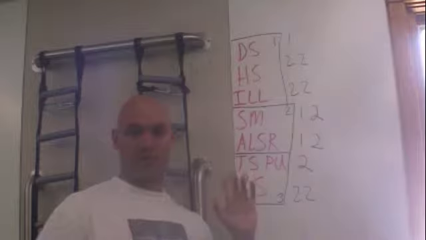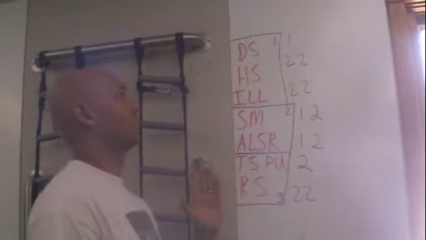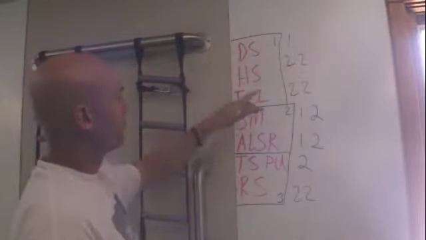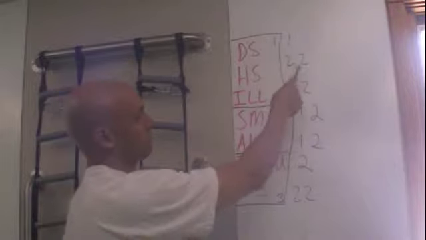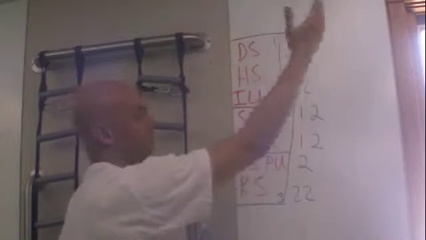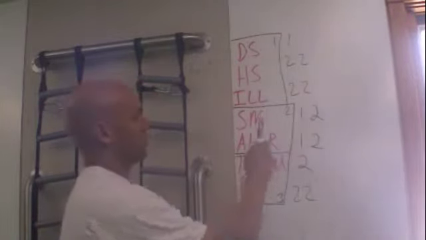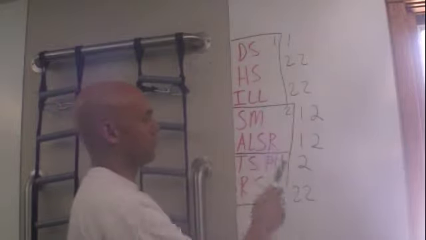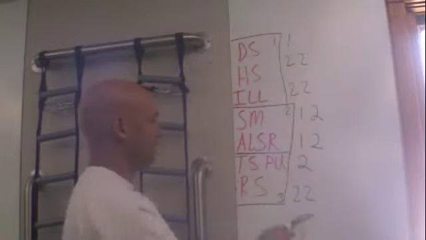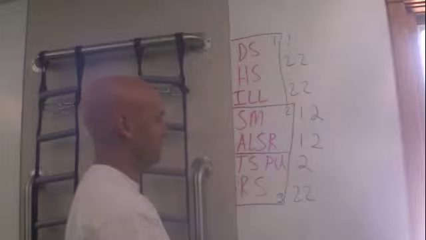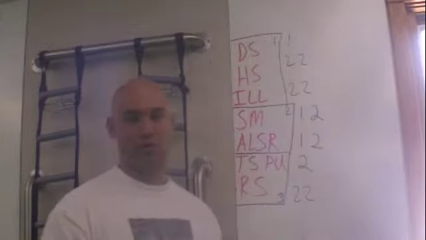That's what we want. This is an example of somebody's screen. They got a 1 on the deep squat, 2, 2 on the hurdle step, so 2 on the left, 2 on the right, 2, 2 on inline lunge, 1, 2 on shoulder mobility, 1, 2 on active straight leg raise, 2 on trunk stability push-up, 2, 2 on rotary stability.